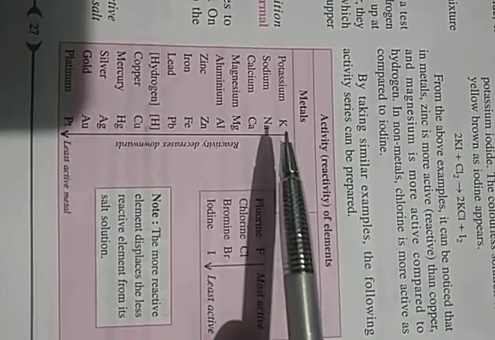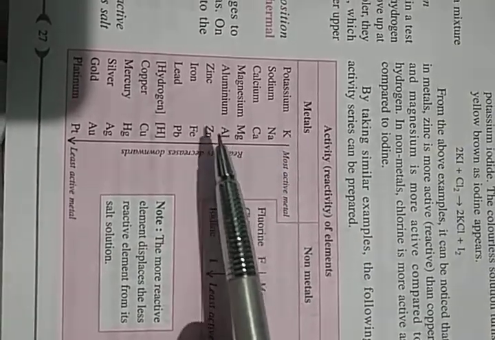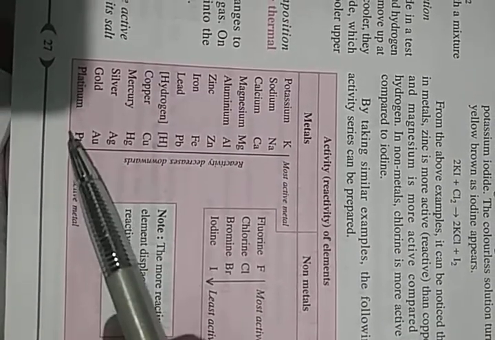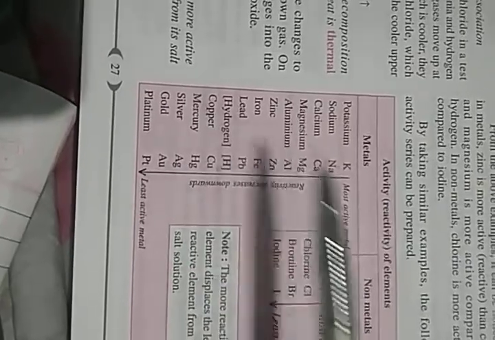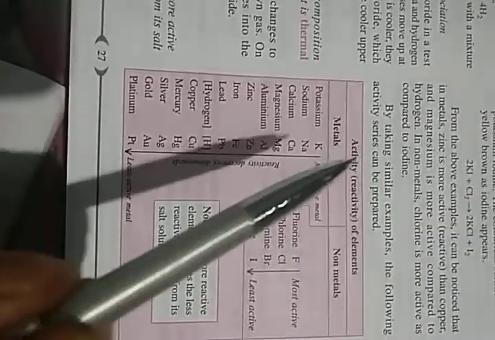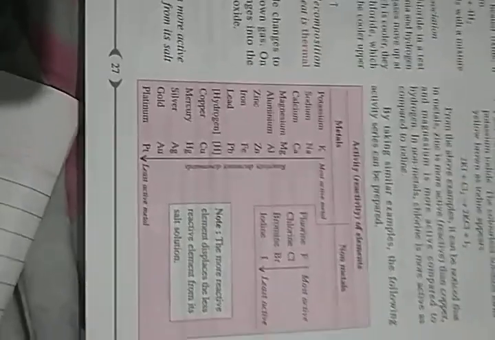Now, here is potassium, sodium, calcium, magnesium, aluminum, iron, and so on. What is this? This is the metallic activity series, or metal reactivity series, or simply we can say activity series. We had studied this in class 7 and 8.